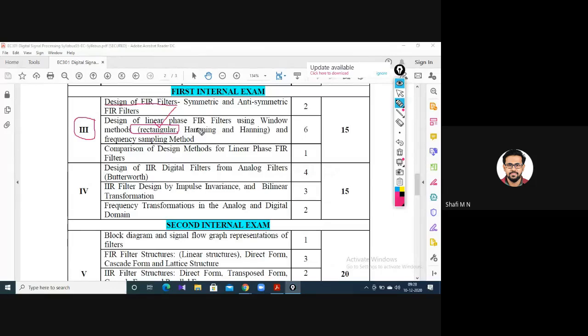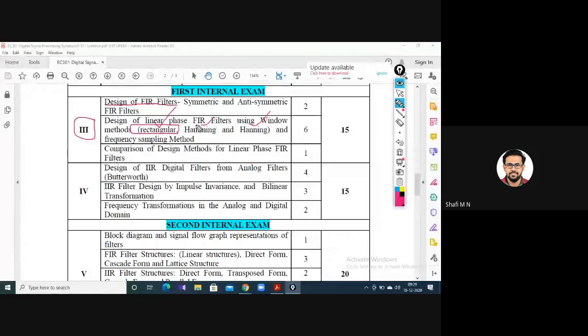The problem with the rectangular window method is that you have abrupt truncation. You are making a sudden cut at the time of windowing. The problem with sudden truncation is that you will have ripples, some oscillations, in your frequency response. That is referred to as the Gibbs phenomenon. The solution is, instead of abrupt truncation, to use windows with smooth truncation. Examples are the Hamming window and Hanning window that we have discussed. So these are the main methods in this module.